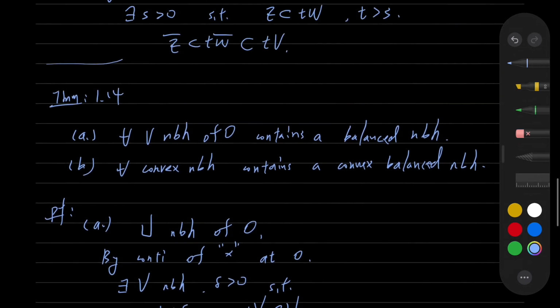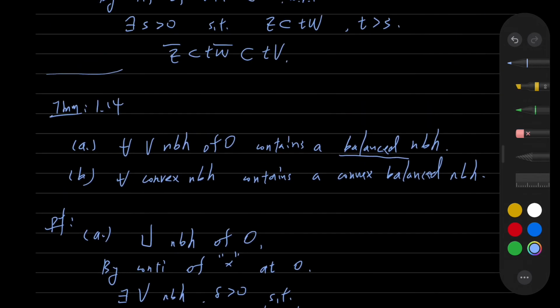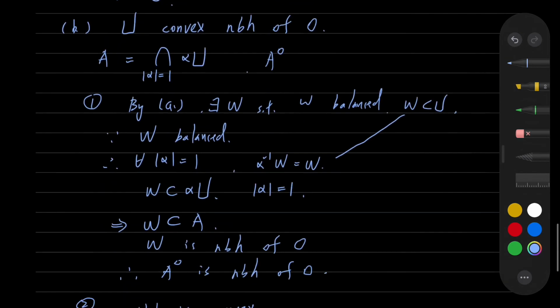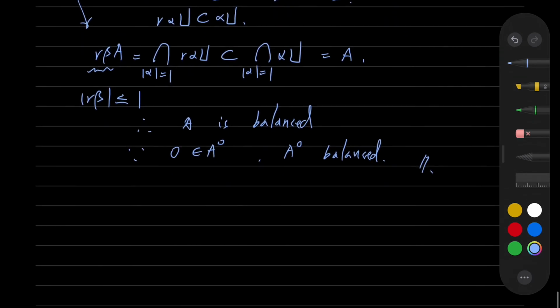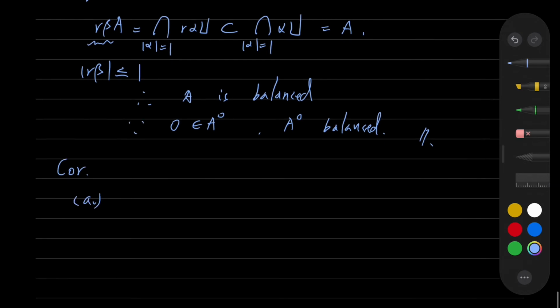So for any neighborhood, we can find a balanced neighborhood that is contained in it. For the convex neighborhood, we can find a convex balanced neighborhood that's contained in it. And if we apply this to a local base, corollary: so first, every topological vector space has a balanced base or balanced local base.